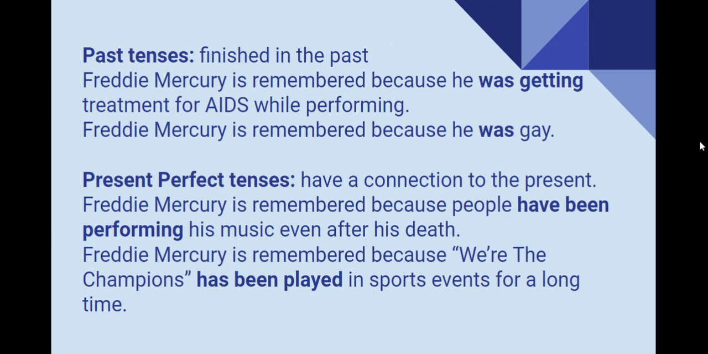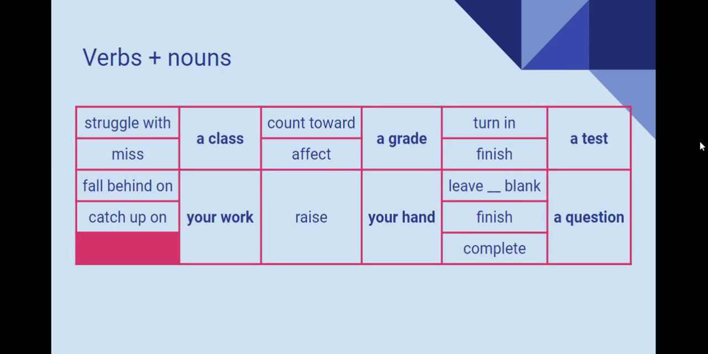So let's remember, the past tenses finished in the past, and present perfect tenses have a connection to the present. Let's continue, guys. Please take a look at these verb and noun collocations. Pause the video while you remember. Okay, so if you notice, all of these describe different vocabulary that we usually use when we're talking about studying or education.